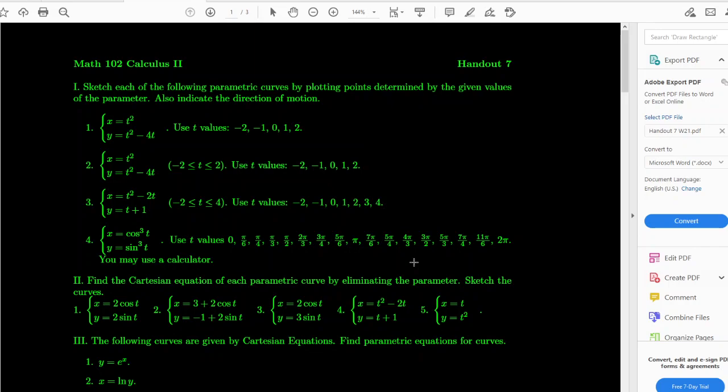Again, for question 4, I did not give you the detailed solution, but I showed you the meaning. If you want, you can try to evaluate the points for all the t values listed. There are too many here. You connect all the points, and you can have the shape of the graph.